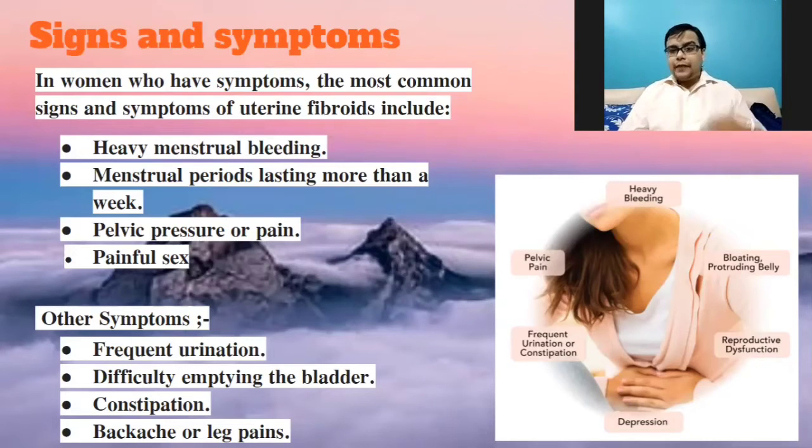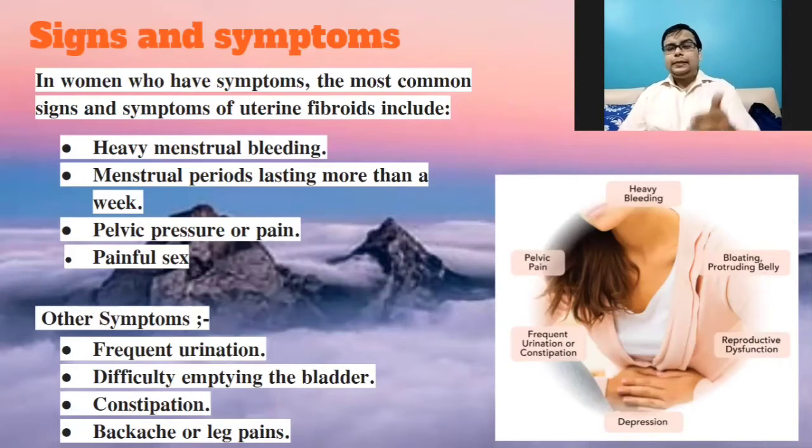Other symptoms which are very common when a person has fibroid are frequent urination, difficulty in emptying the bladder, constipation, backache, or leg pain. One of the things which I actually forgot to mention, but I want to say, is that in most scenarios uterine fibroid tends to remain asymptomatic. Most of the time, very few patients even understand that they have a uterine fibroid. In many cases, it is an accidental finding during a routine sonography of the abdomen.